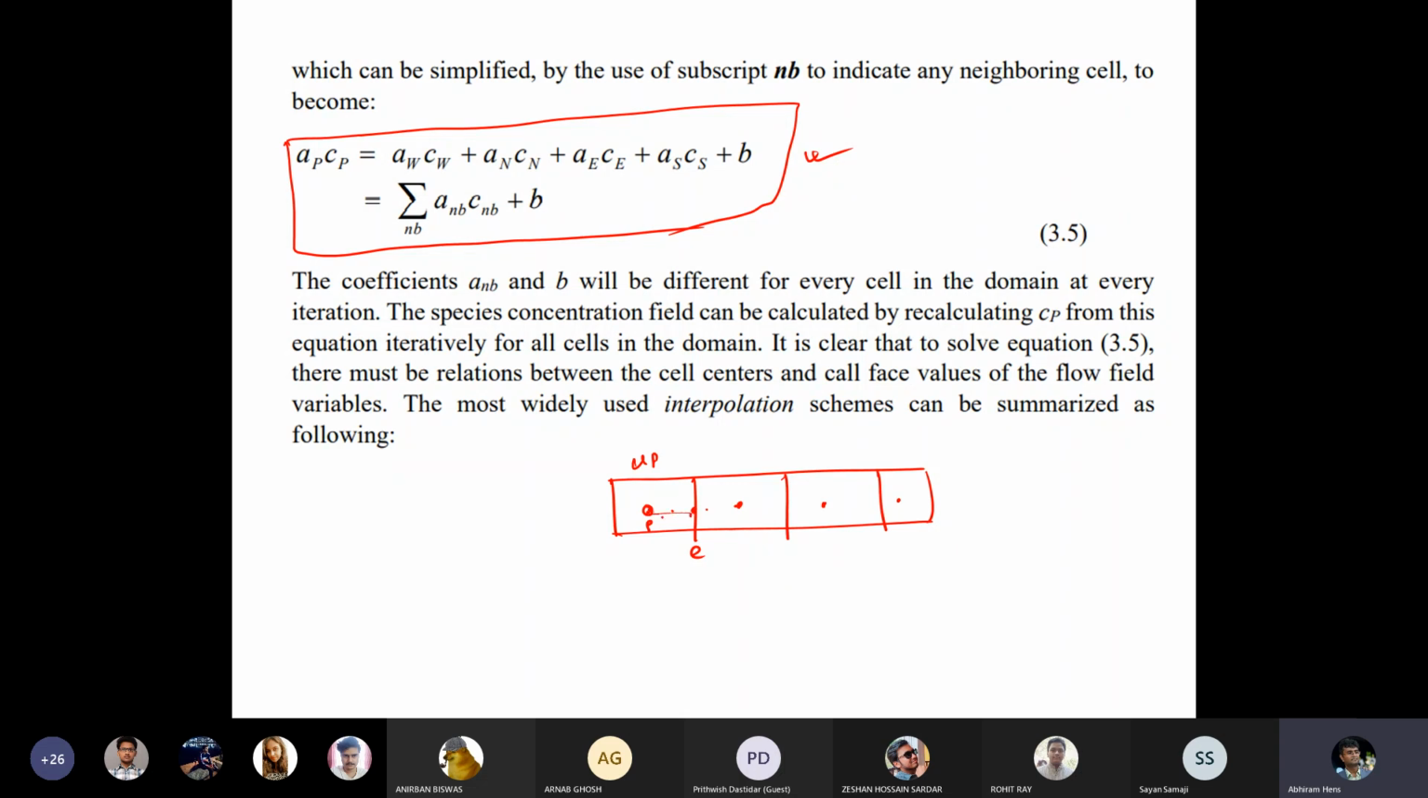Now there are many interpolation schemes available, which you should remember, because you need to specify them whenever you are programming or doing a solution in any CFD solver. So let us see some of these algorithms, how these variables can be interpolated between the face and the center.